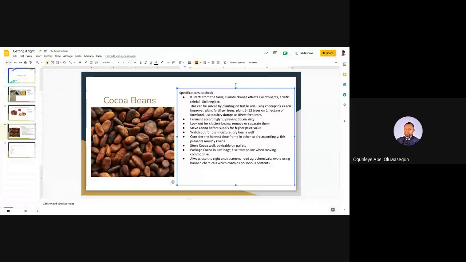So if a processor could not actually export his or her finished products, that means our cocoa is not valuable. Nobody will buy it at a good price. That's just it. So, without taking much of your time, I will encourage us to always do it right, and I believe we are going to get it right.